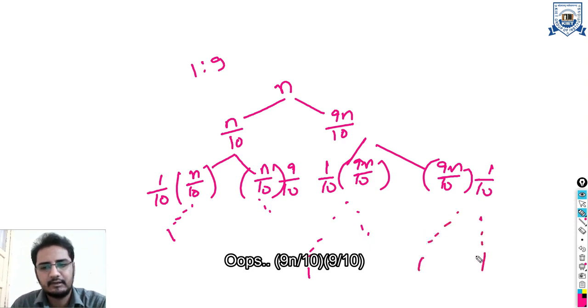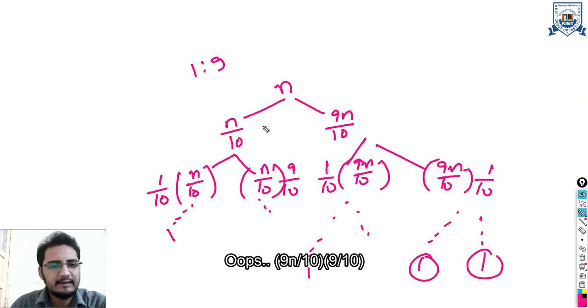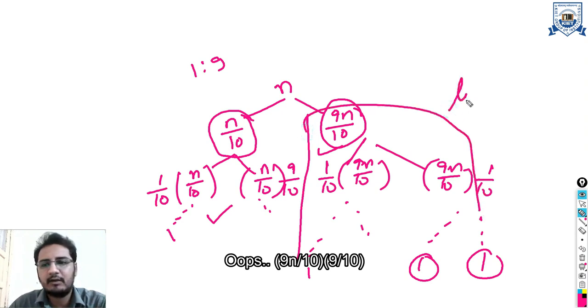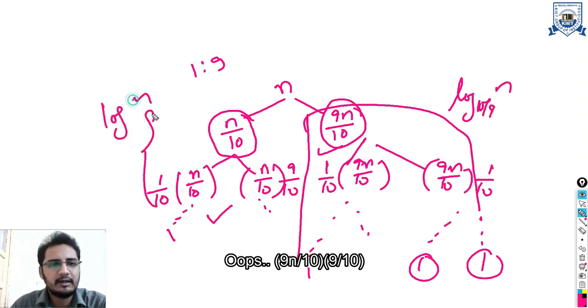I will reach a position where the size of the problem will remain only 1. See, again, here the size of the problem is only n by 10, and here the size of the problem is 9n by 10. So this part will be exhausted quickly as compared to this part. So the depth of the right hand side of the tree will be more, and it will be log n base 10/9, and this will be log n base 10.